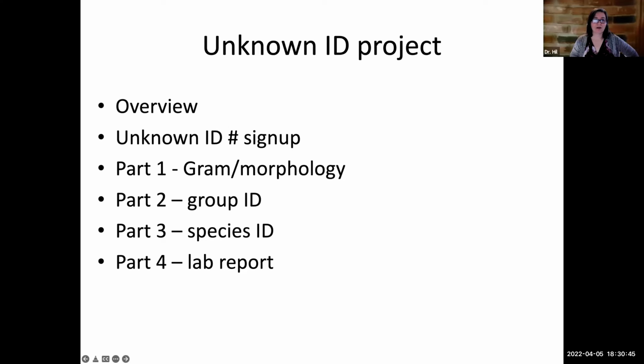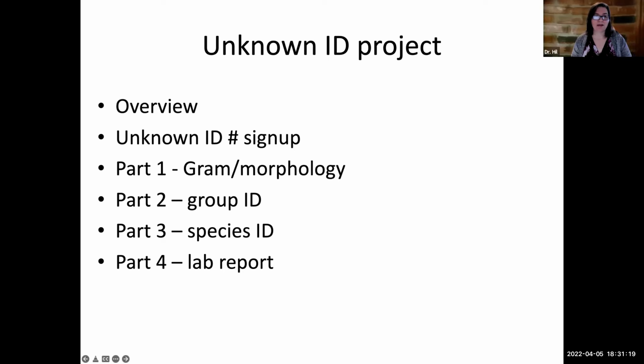Okay, so the Unknown ID project is a long project. It takes a couple or 3 months. And the first part is the easiest, and it's due on Sunday. You go to the wiki page and you just put your name next to an unknown ID number. That connects you to a particular species of bacteria, but you don't know who it is. And I don't know who it is. The only person who knows who it is is our technician, Twin, and she is the person you're going to communicate with primarily on this project.